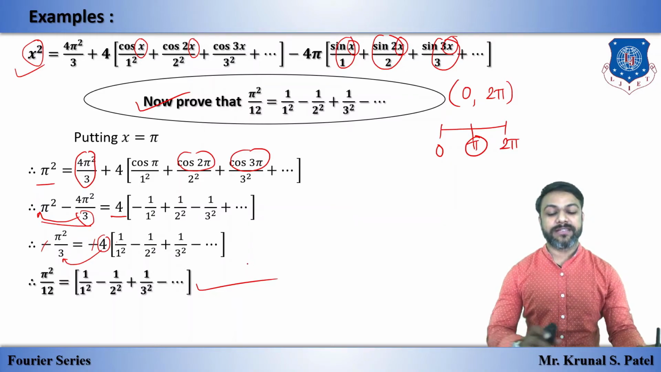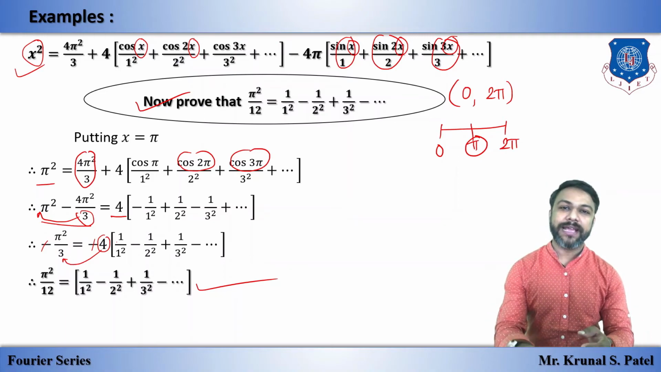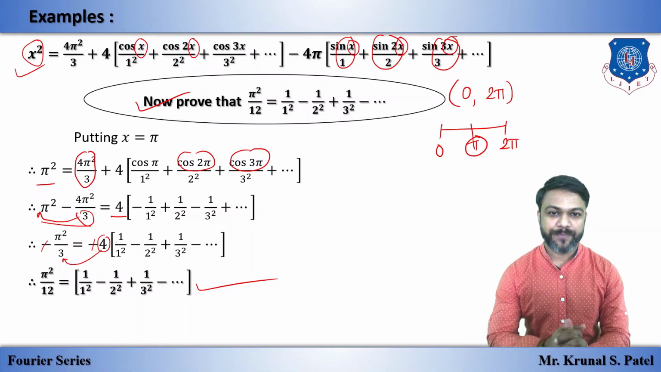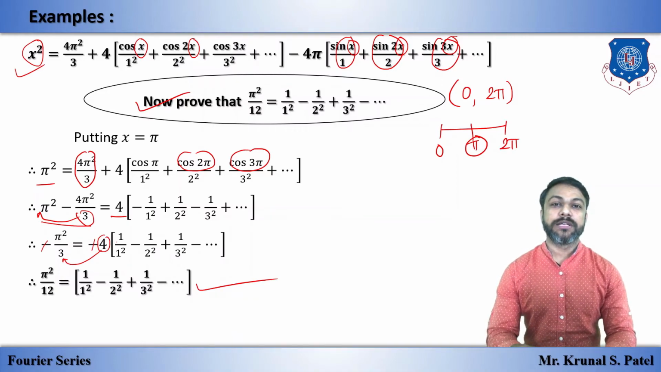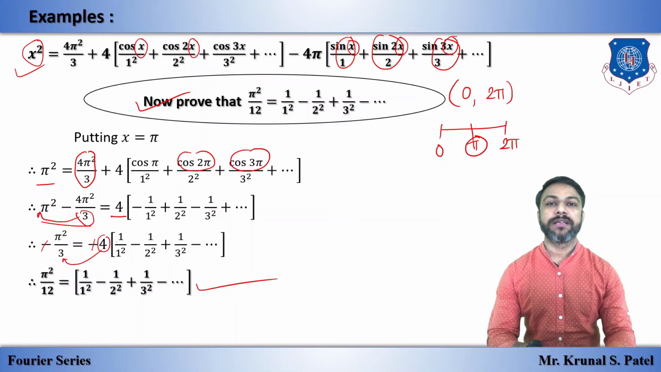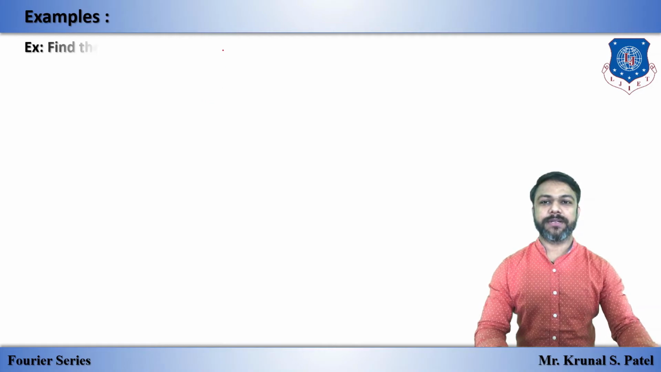Okay, so this is how we can apply the Fourier series for the function f of x for the given interval. We have one more example, and you just have to observe how the steps repeat again and again, same to same. So let's start with one more example.